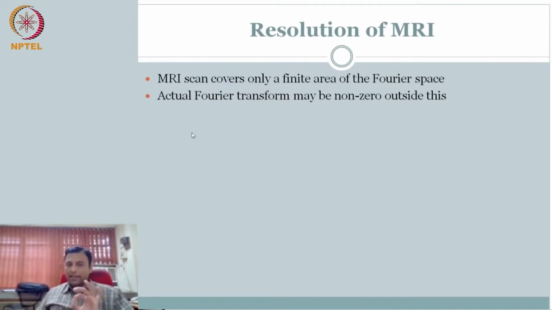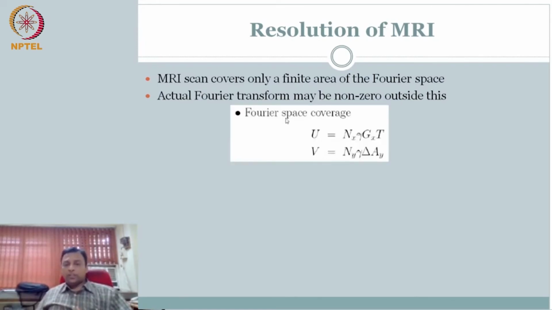What is becoming clear now is that the MRI scan only covers the frequency space, and that too only a finite part of it. If you are recording the signal over a period of TS, we already saw the highest frequency is gamma Gx TS. So we are covering the signal only over a finite Fourier space. The actual Fourier transform may be non-zero outside this, and the signal might be present outside, but we have done anti-aliasing and restricted to the highest frequency. So your coverage in the Fourier domain is capital U.